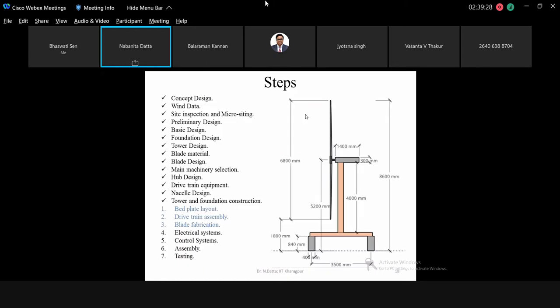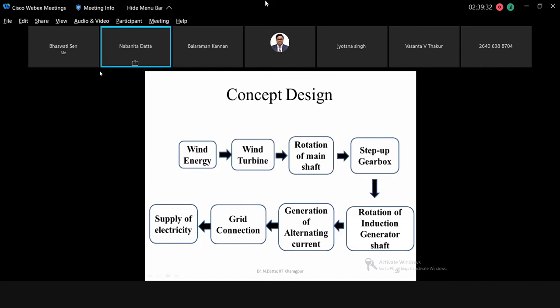So let's see what we did. The on-campus wind turbine. This is the typical concept design of the wind turbine, where wind energy, which is captured by the blades, rotates the main shaft. There is a transfer of momentum from the air to the blades. Then the main shaft transfers the torque, the aerodynamic torque, into the step-up gearbox, which rotates the induction generator shaft, and there is a generation of alternating current.